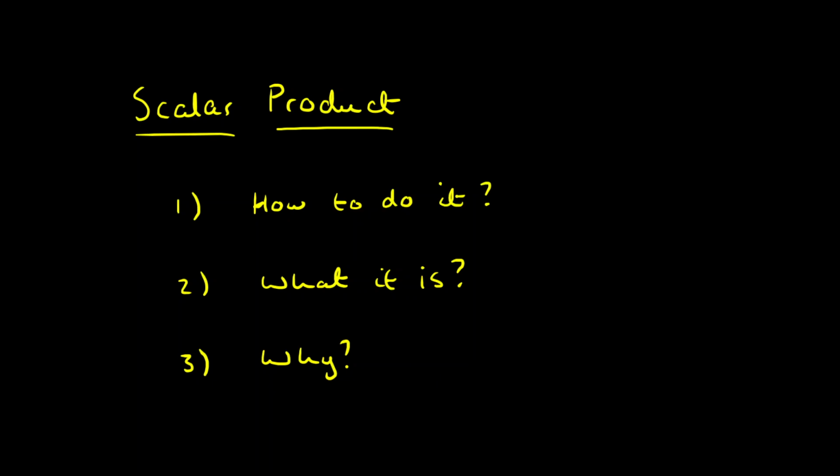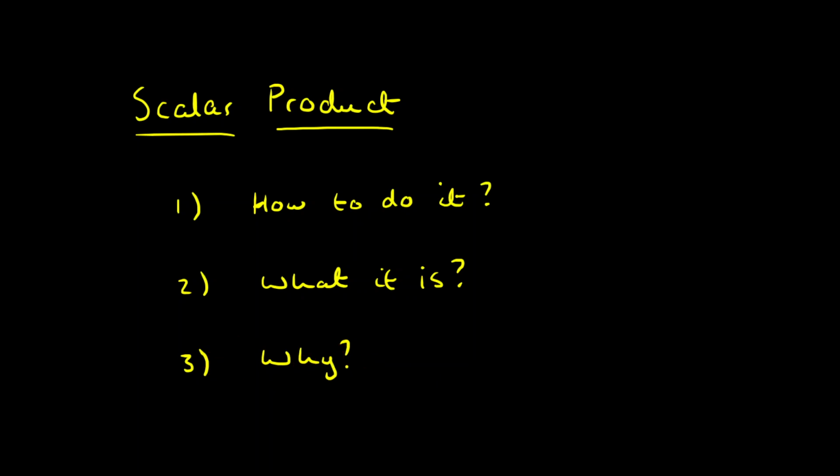Okay, so we're in P3, the vectors chapter, and we're going to be looking today at the scalar product in particular. I'm going to do it in three basic steps. First, how do we do it? How do we compute the scalar product? Second, what is it? What does it actually mean? What does it tell us? And third, why does that work?